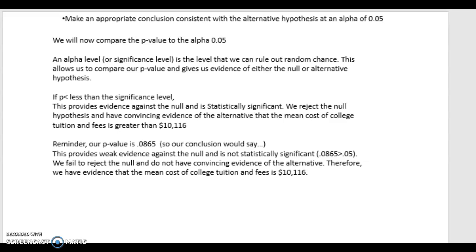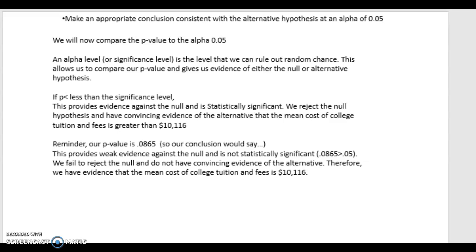alternative hypothesis. In the middle of your screen, I wrote down what your conclusion would look like if your p-value had been less than the significance level. But since our p-value is 0.0865, that means that our p-value is bigger than our significance level. It's bigger than our alpha.